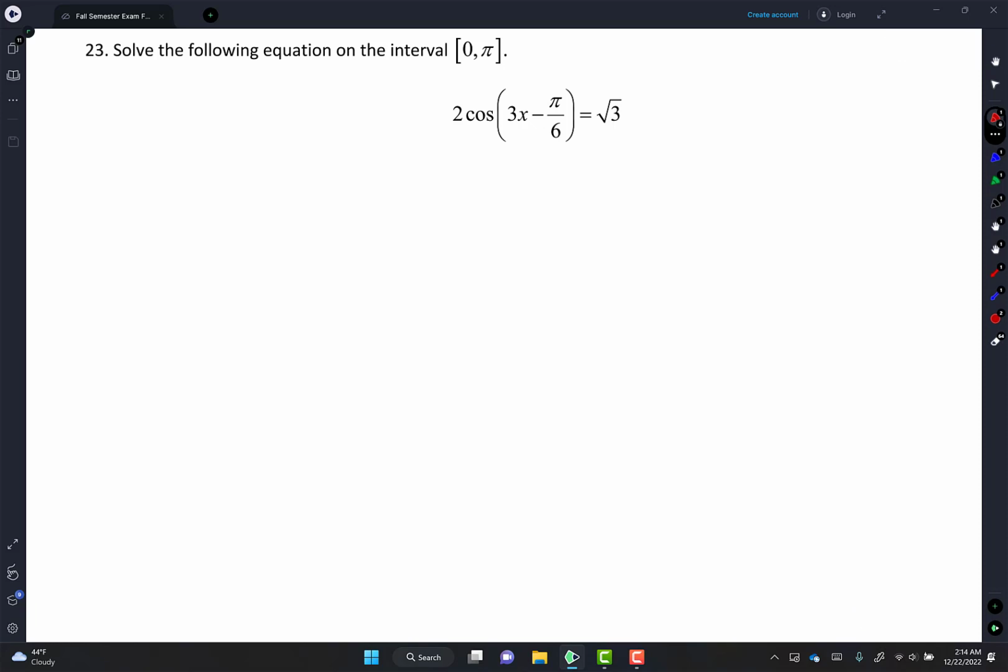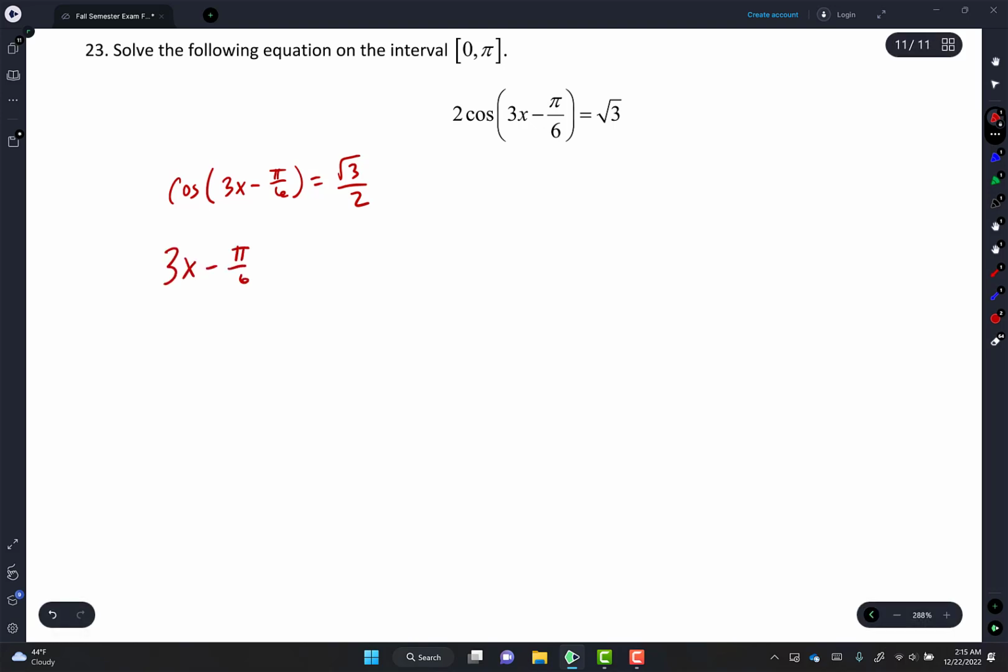So the first thing I would do is divide by 2. So then you're going to have cosine(3x minus pi over 6) equals square root of 3 over 2. And then what you're going to do next, I want to get rid of that cosine there, right? Because it's cosine of that argument. So I'm going to go ahead and do the inverse cosine or arc cosine. So I'm going to write 3x minus pi over 6 equals, and if you want to write plus minus, you can. But I just like to write inverse cosine of square root of 3 over 2.